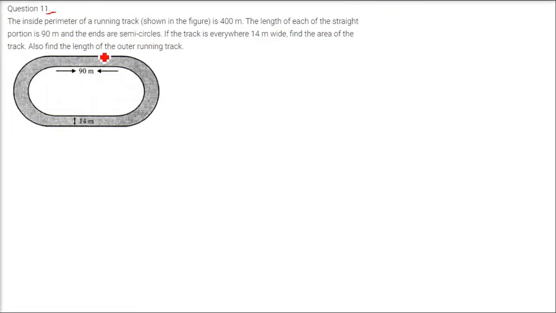The inside perimeter of a running track is 400 meter. The length of each of the straight portion is 90 meter and the ends are semicircles. If the track is everywhere 14 meter wide, find the area of the track. Also find the length of the outer running track.